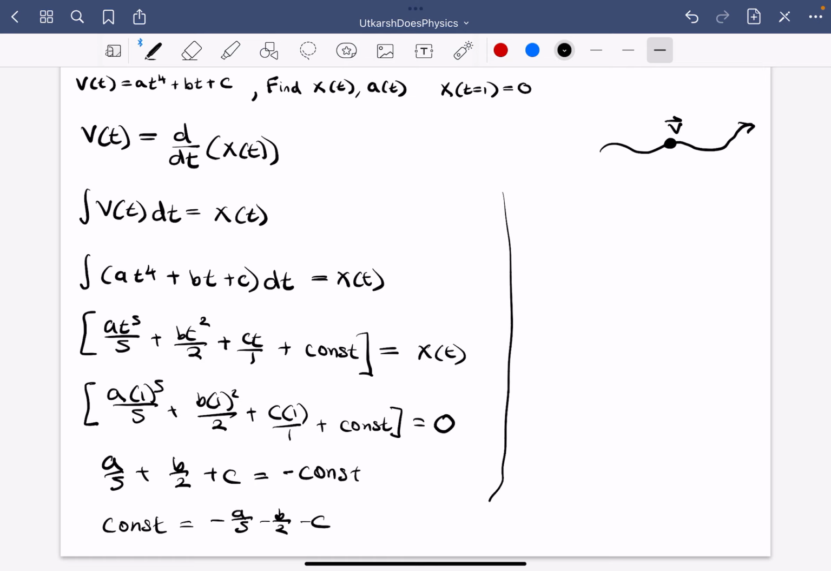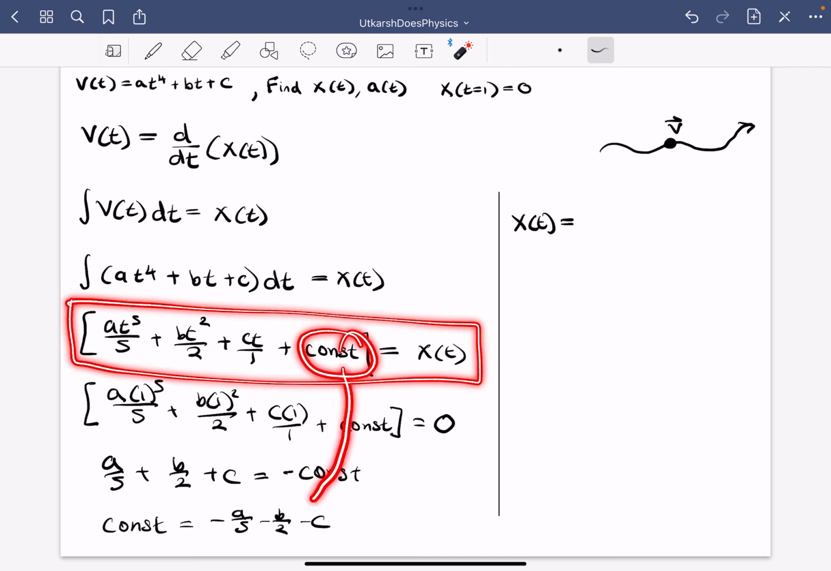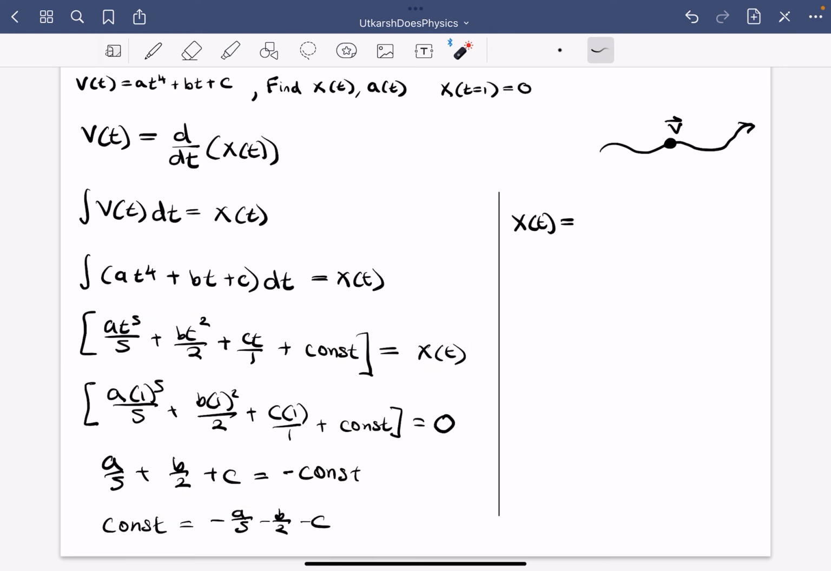So using all of this, we're able to write down the position. x of t is equal to, and we're going to use this equation here and substitute our value in for constant. So x of t is equal to at to the 5 over 5 plus bt squared over 2 plus ct minus a over 5 minus b over 2 minus c. And that is the value for our position.